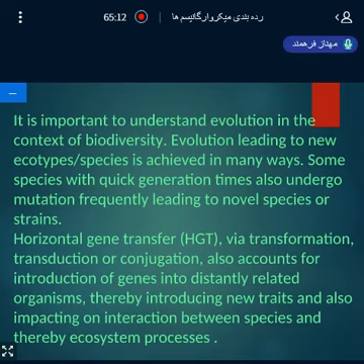It is important to understand evolution in the context of biodiversity. Evolution leading to new ecotypes species is achieved in many ways. Some species with quick generation times also undergo mutation, frequently leading to novel species or states. As you know, dear students, the mutation is the main reason for evolution in bacteria. You know, the mutation is needed for their evolution.